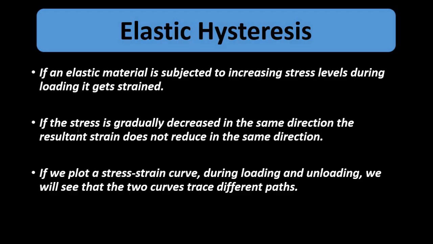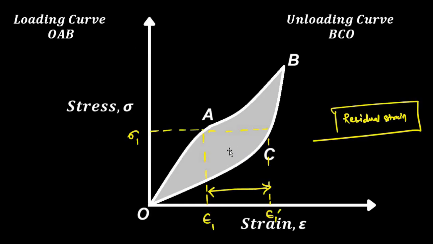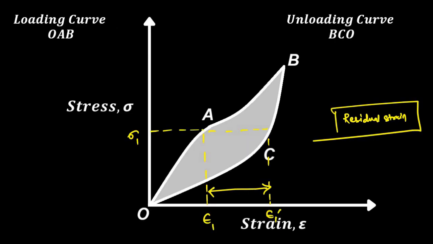The stress strain curves during loading and unloading do not take the same path. They trace different paths. This is called elastic hysteresis. And the shaded area, the gray area OABCO, represents the energy lost during the loading and unloading cycle. Basically the loss of strength in the material during the loading and unloading cycle.